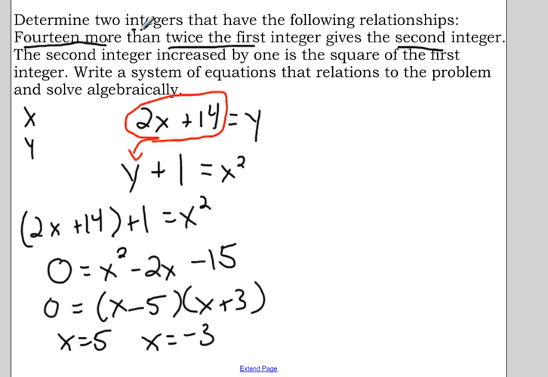The question says it had to be two integers. These are both integers, so so far either solution can work. Okay, then we solve for our y value. So go back to your original equation and substitute in 5 and negative 3 for x. So I get 14 plus 2 times 5 gives me y. So in this case, y equals 14 plus 10, which gives me 24.